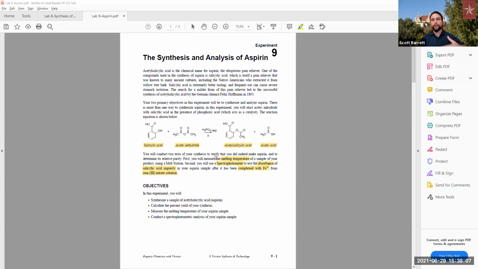So within the experiment, don't forget to have the melting point machine as one of your instruments. And secondly, have your spectrophotometer in order to validate the testing of absorbance of salicylic acid impurity after it's been complexed with iron(III) from the iron(III) nitrate solution.